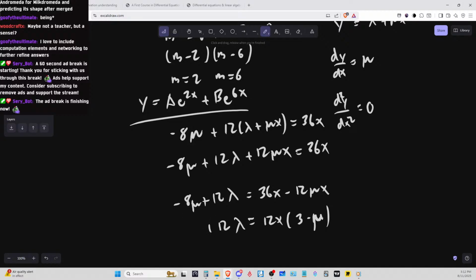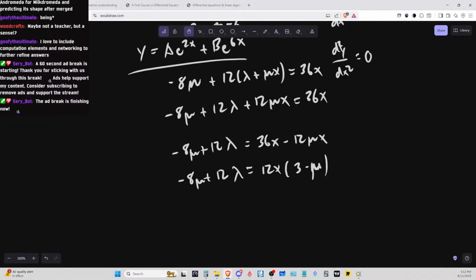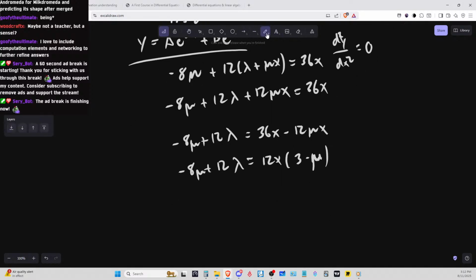So at this point, now we have to basically get everything equal to 0 on this side. What will make this 0 is if mu was equal to 3. Alright, so now we have to get this side equal to 0, so to get lambda, we have negative 24, 12 equals 0. So the only way to get that is if lambda is equal to 2.